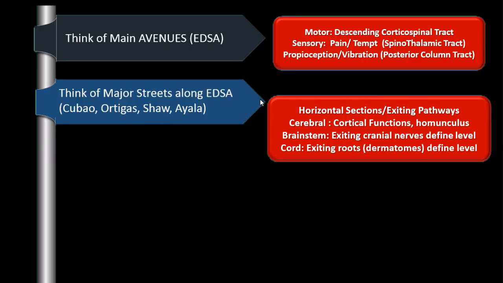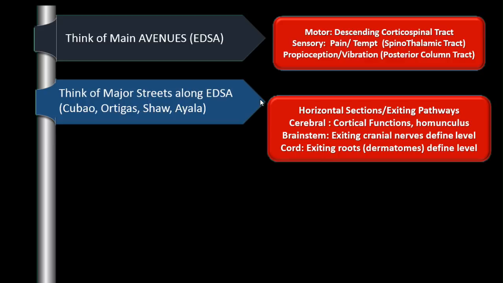This can be the cerebral cortical functions in the cerebrum, particularly the homunculus. In the brainstem, you have the exiting cranial nerves, and that would define the level. So if you have a third nerve, think of the midbrain. If you have a 5, 6, 7, 8 nerve, cranial nerve involvement, think of the pons. And 9, 10, 11, 12, think of course of the medulla.